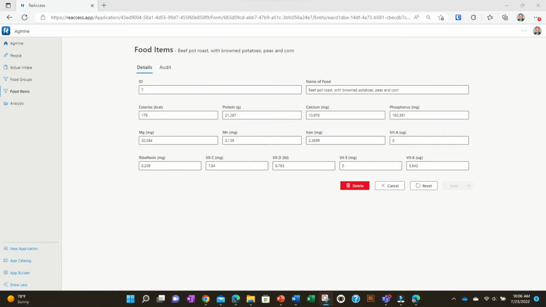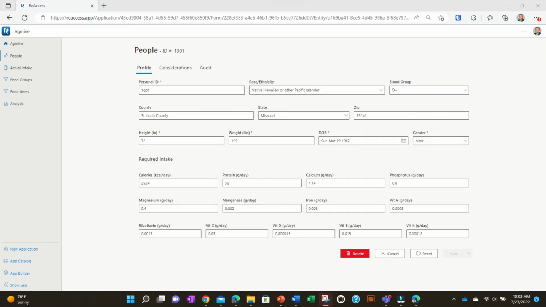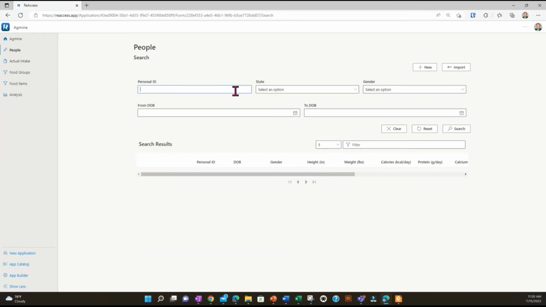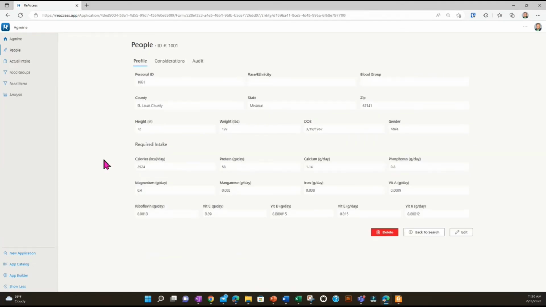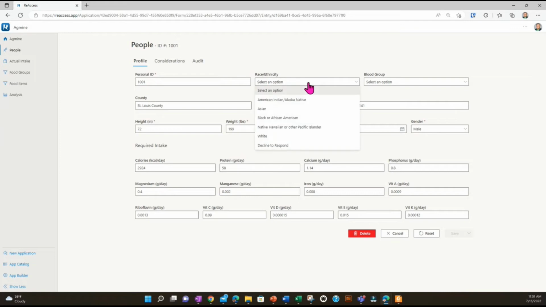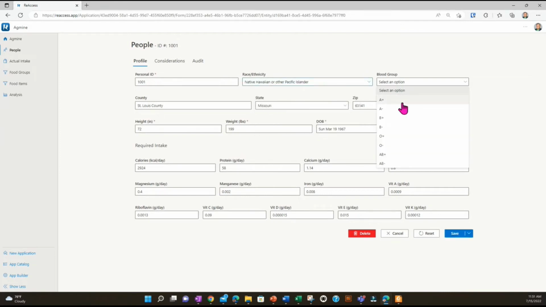So we can add food items to the database. We can use different requirements. Here we're using the USDA recommended daily allowances, so we can compare the requirements to the intake for any age group or profile. So here's information on an individual. We can edit these requirements. We can pull them in from a table. And again, we have the ability to identify people based on race and ethnicity, blood group, age, and weight.